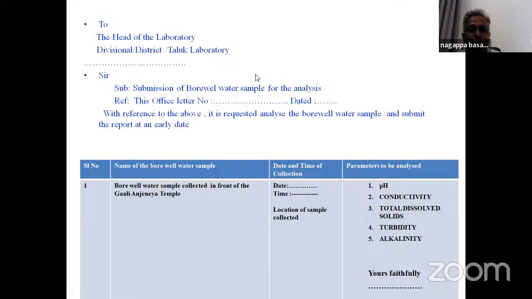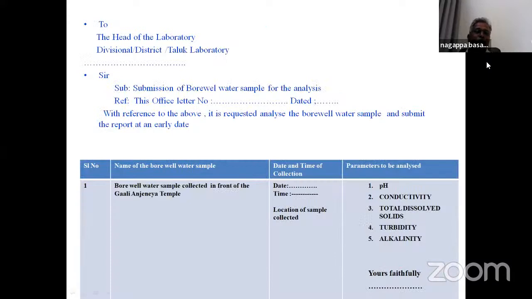And finally, he has to submit the sample to the laboratory by writing one letter to the divisional head or taluk. Here, borewell sample collected in front of the temple. This is an example I have made: date and time of collection, location of sample, what are the parameters to be analyzed. Finally, along with the water sample and field data sheet, we have to submit this letter to the lab to take the sample for analysis. This is the procedure we have to follow for each and every sample.